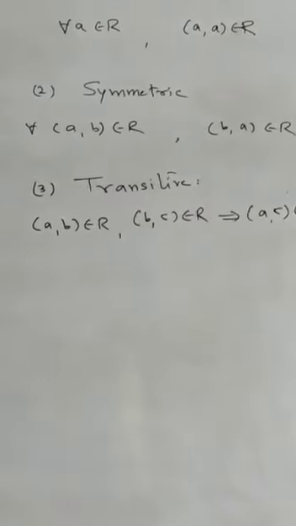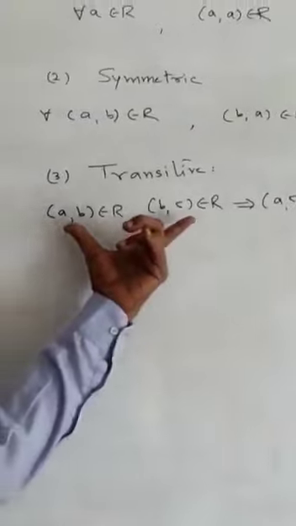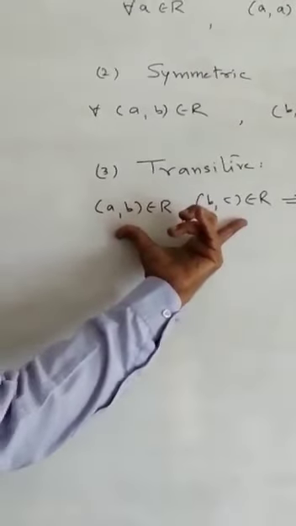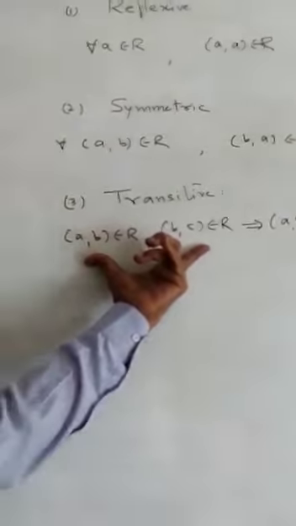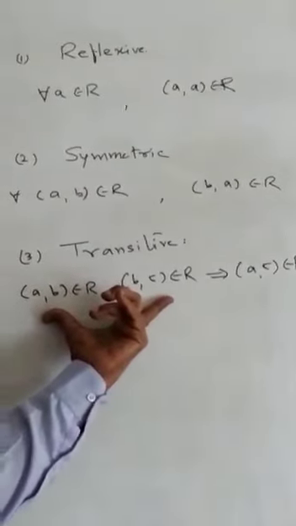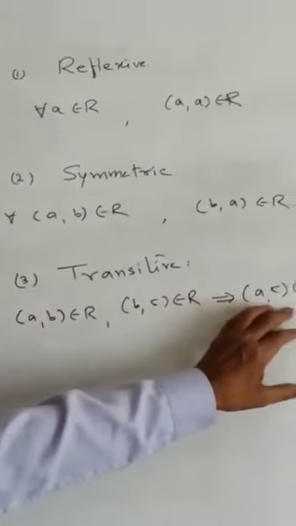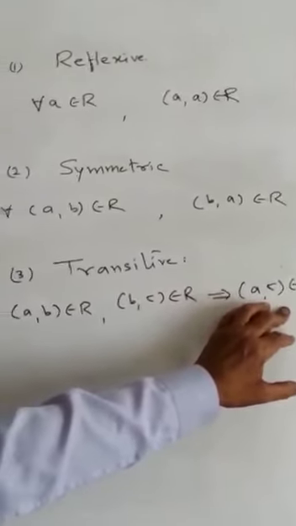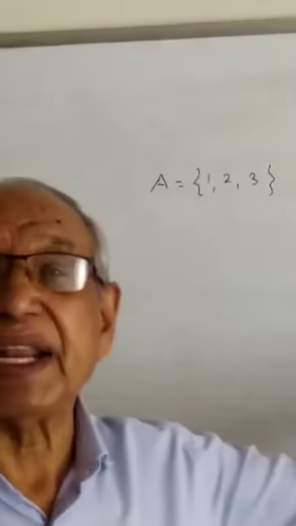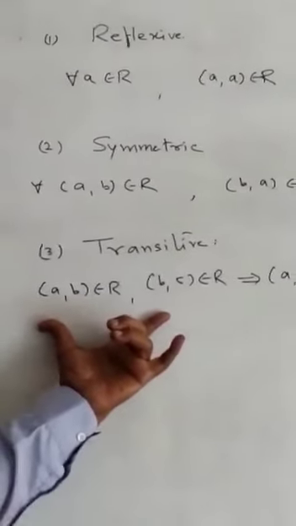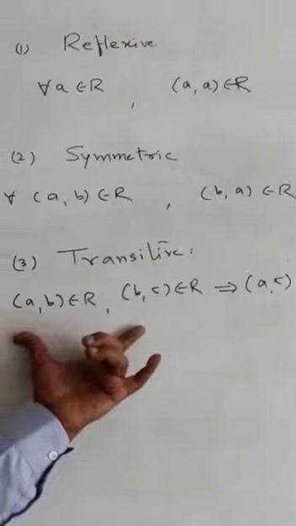Remember one more point: if we are not able to get such a pair in the relation, then also we say that the relation is transitive. Because to say that a relation is not transitive, we have to get such an ordered pair (a, c) where (a, c) does not belong to R. But when can we get the ordered pair (a, c)? If there are pairs like (a, b) and (b, c) in R. If there is no such pair, then we are not able to say that the relation is not transitive. That means the relation is transitive.